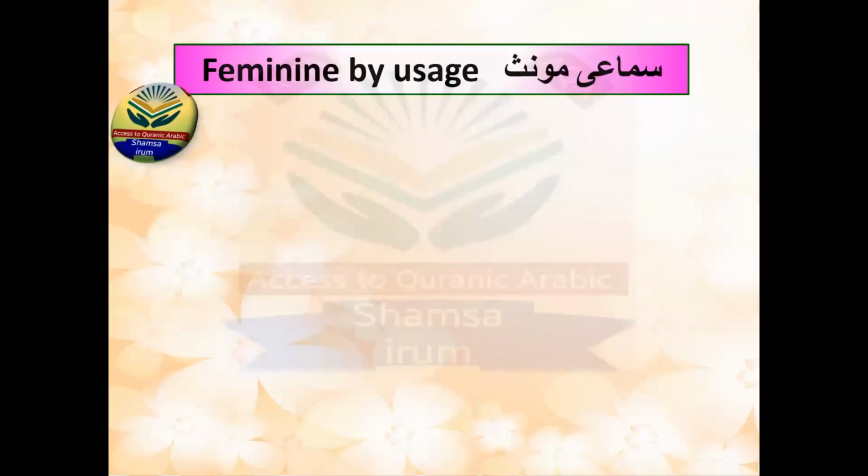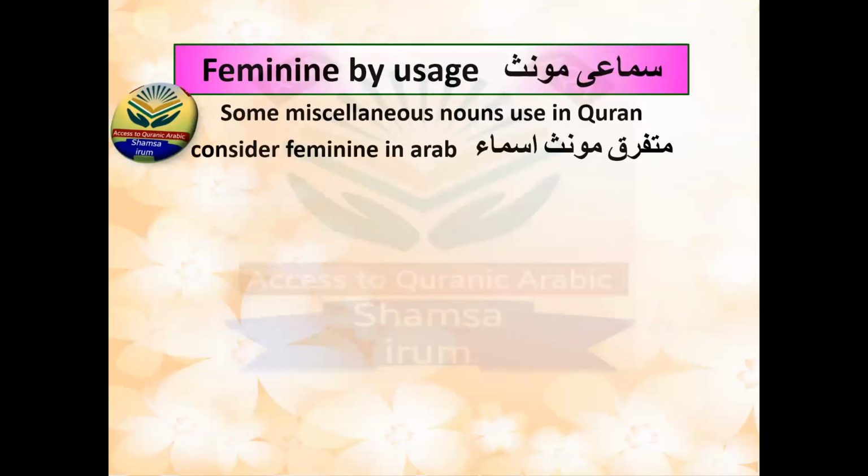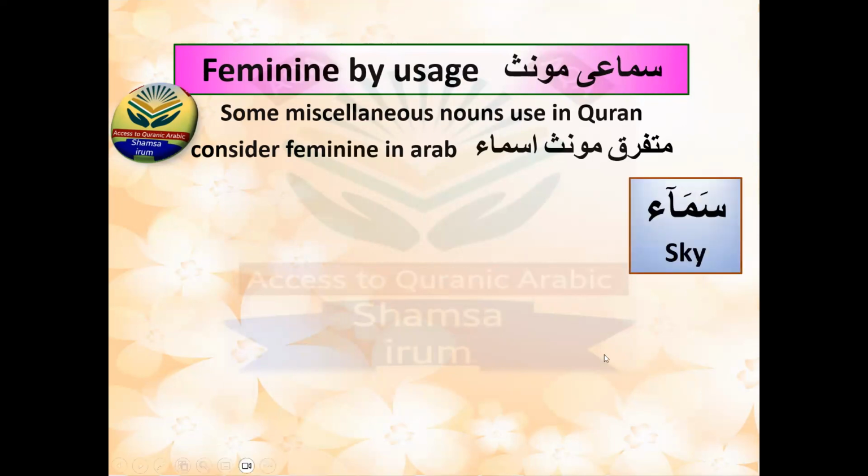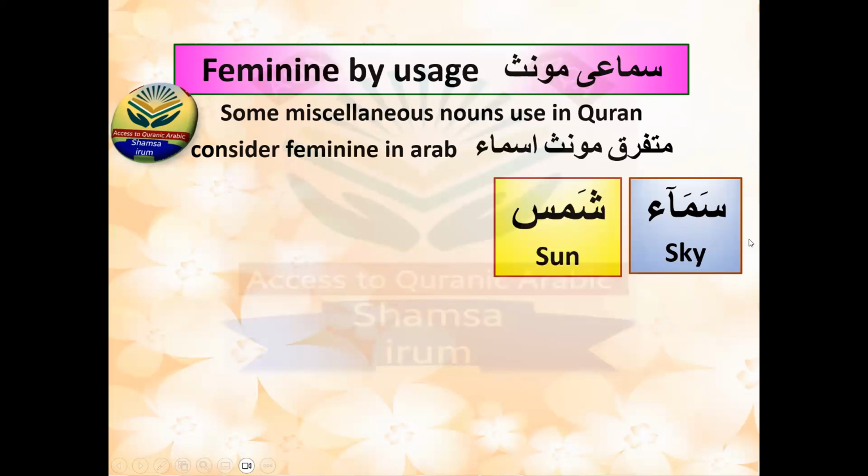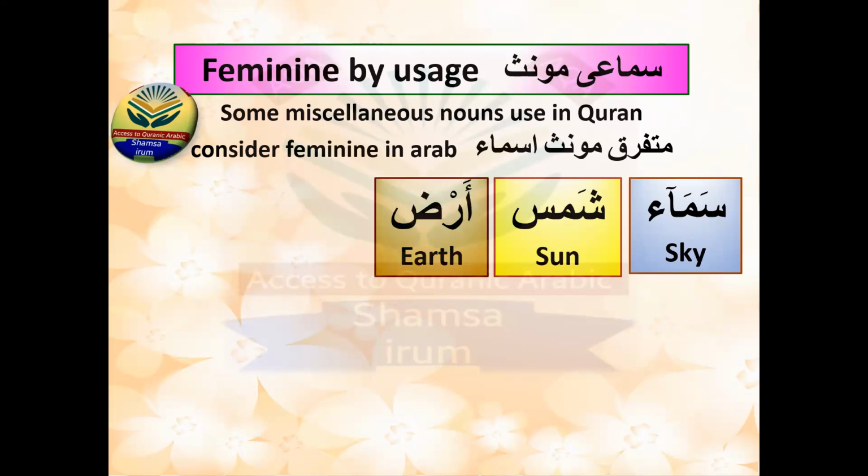I want to show you these feminine names, the miscellaneous nouns used in the Quran that are considered feminine in the Arabic language, like samaa, sky. Sky is used too much in the Quran, you can see this word a lot. So you should know that it is feminine, and you have to learn it by heart. It's only 5 words you must learn by heart. Second one is shamsun, or shamsan, or shamsin. It means sun, and it is also used so much in the Quran.